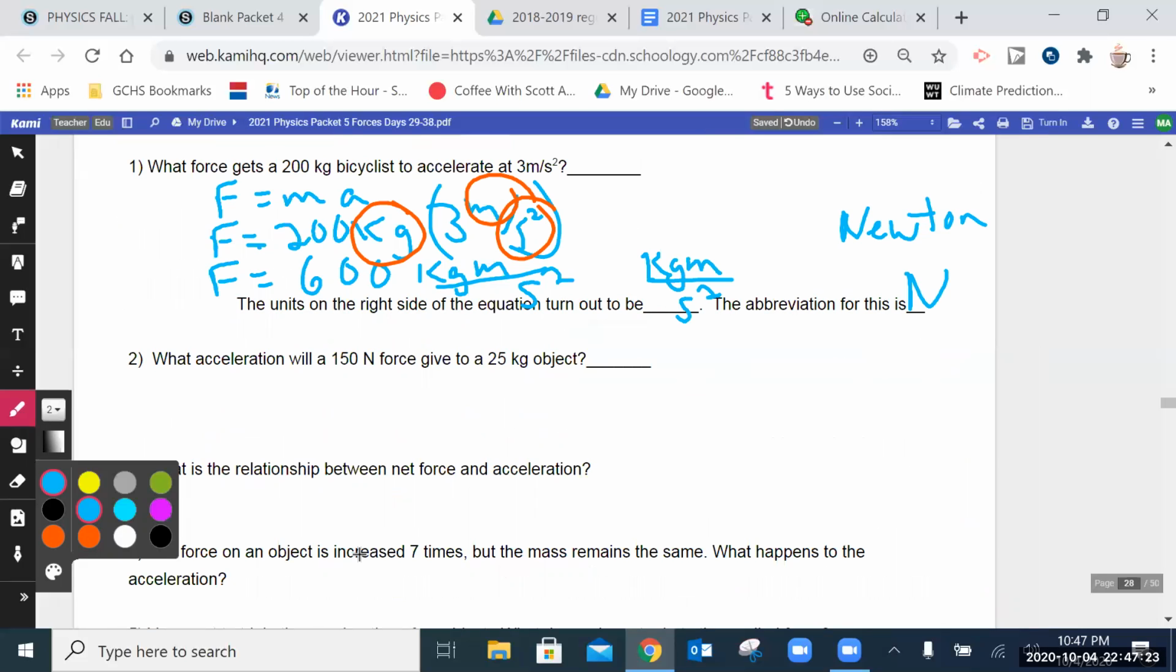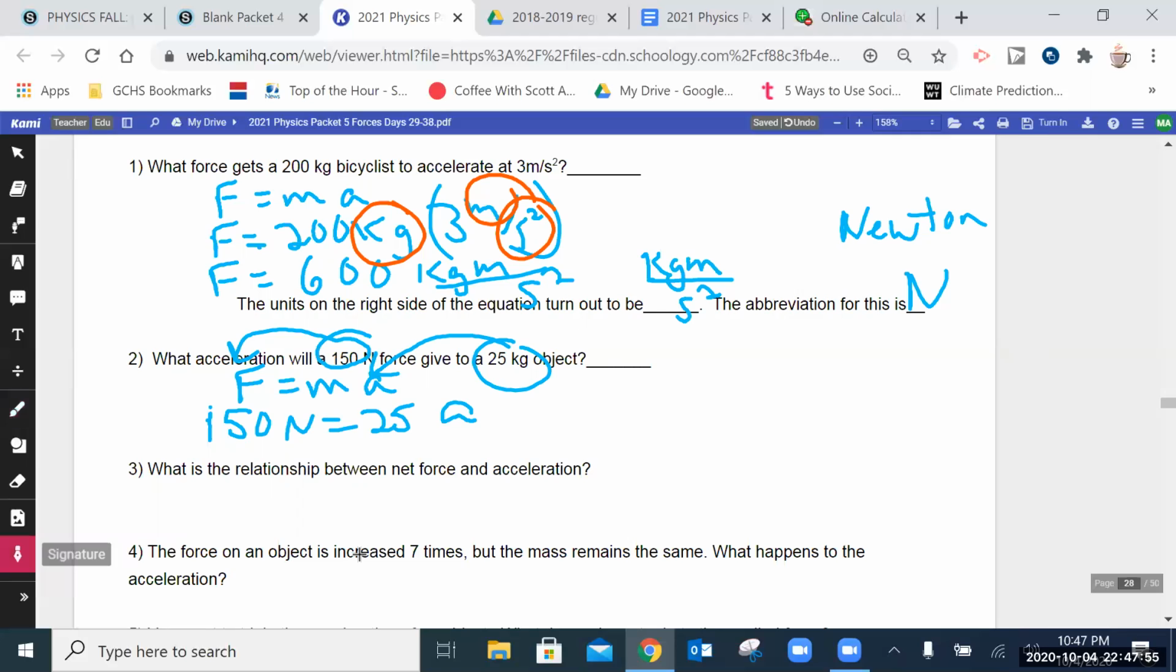So what acceleration will a 150 Newton force give to a 25 kilogram object? Start off with Newton's second law, F equals ma. We're going to put in 150 for the F. 25 kilograms is the M. And then we have the unknown A.